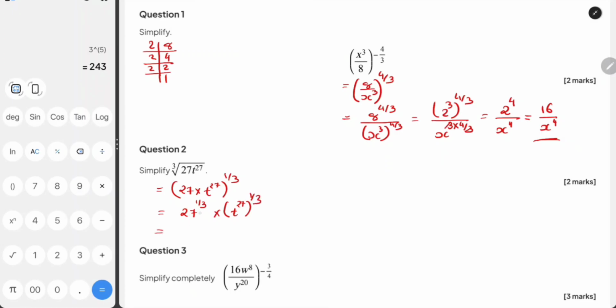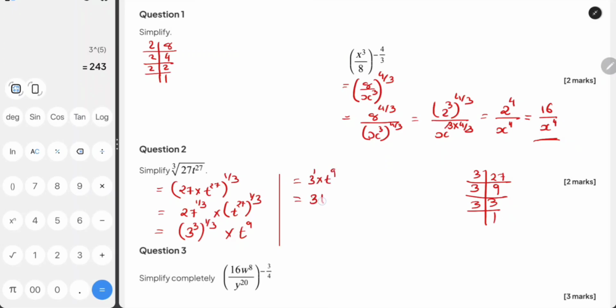Now whenever there is a fractional power, you do the prime factorization of the base. So 27's prime factorization is very simple. It is 3 to the power 3. So this is 3 to the power 3's power 1 by 3 into t raised to 27 to the power 1 by 3. Power's power is multiplied. So 27 divided by 3, that is 9. You can use a calculator for this basic calculation also. This is the kind of question that comes in paper 4. So this is 3 to the power 3 into 1 by 3. 3 into 1 by 3 is 1 only. So 3 raised to 1 into t raised to 9. So your final answer is 3t raised to 9.